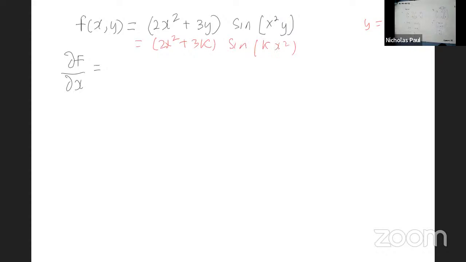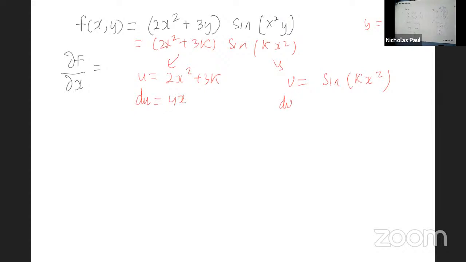Hopefully you should be able to differentiate that. Could you differentiate that? Yeah. This will be a u, so u is equal to 2x squared plus 3k, and this will be a v. The reason why it's a product is because it's two expressions in terms of x. Then you differentiate this, which will give you 4x plus 0.